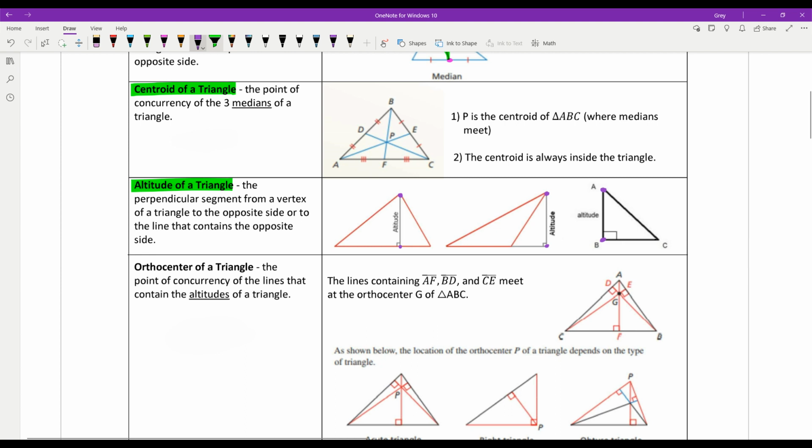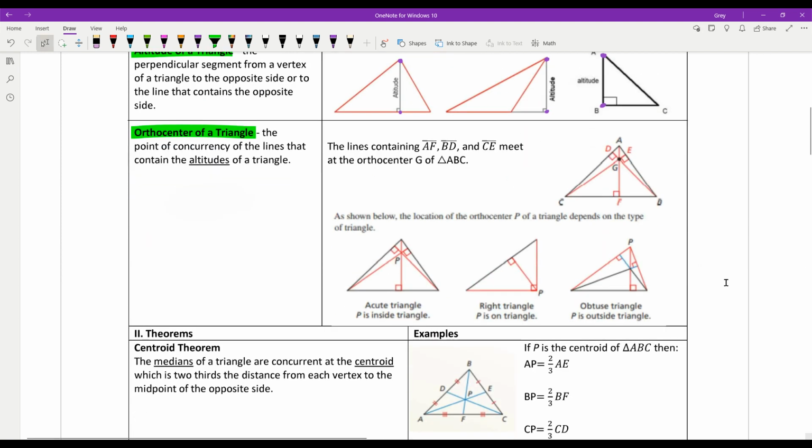Now, where do all the altitudes intersect? What is their point of concurrency? It's called the orthocenter. If you look at these pictures, if it's an acute triangle, it's inside. If it's a right triangle, it's on it. And if it's an obtuse triangle, it's outside.